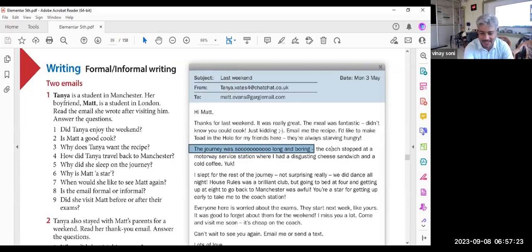The coach stopped, the coach means the bus. The coach stopped at a motorway service station. First of all, understand, motorway is a road, just like you have highway. Motorway is another word for highway. In British English, we use the term motorway.